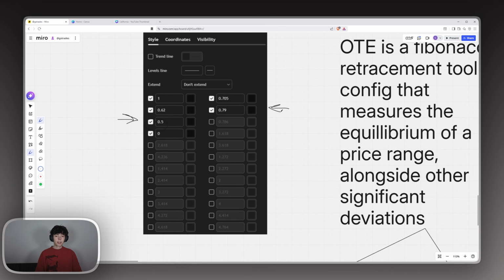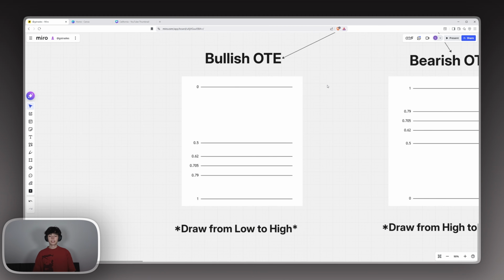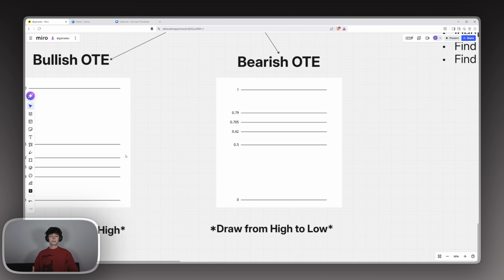So I'm going to show you guys how to draw this on your chart. The first thing, bullish OTE is going to look like this. You're going to draw OTE from the low of a trend to the top of a trend. Okay, so it's going to be 1 on the bottom and then 7.9, 7.5, 6.2. So you're basically going to have all the deviations on the lower half. For a bearish one, it's the exact opposite. You're going to have the deviations on the upper half.